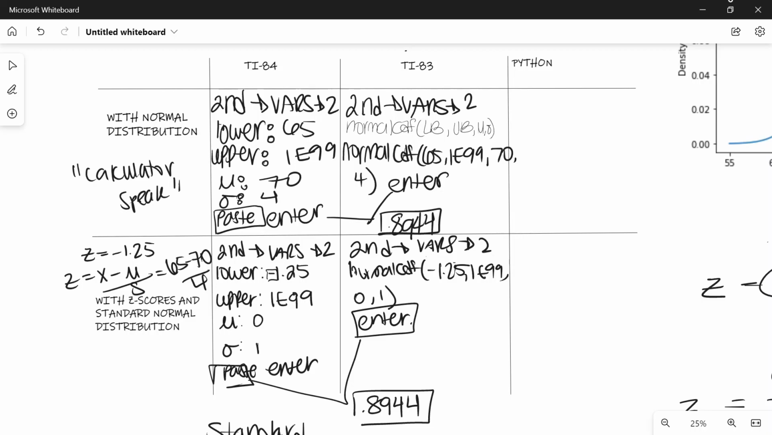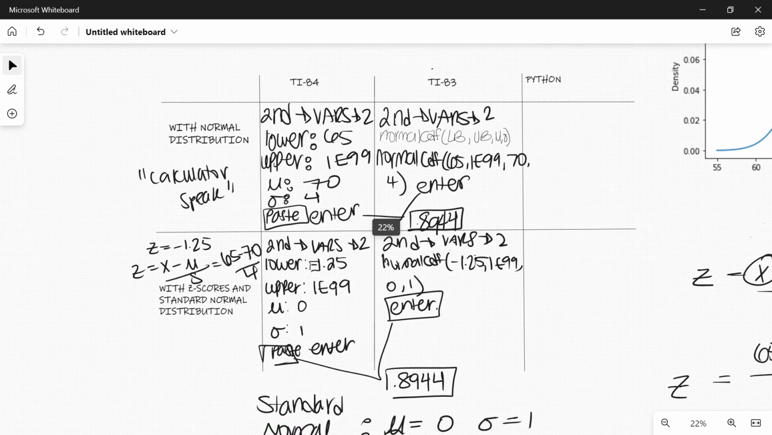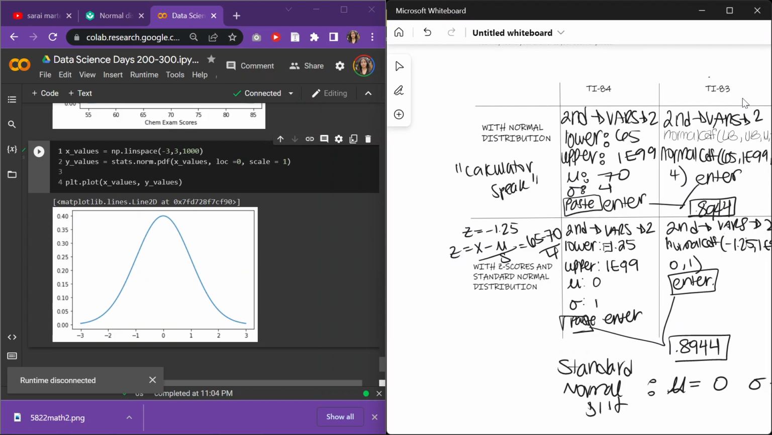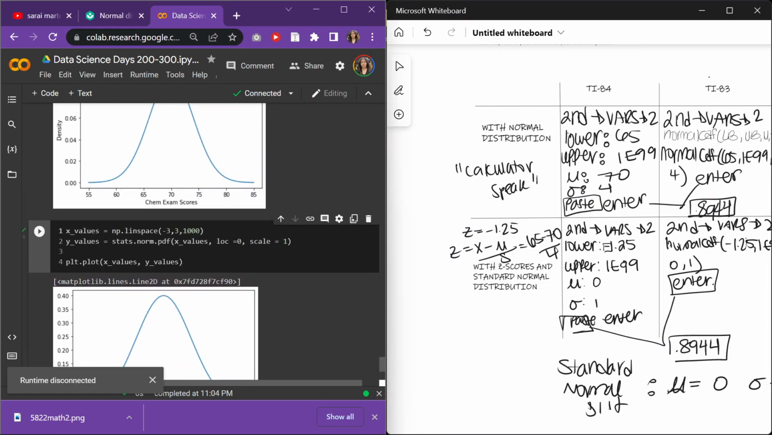Okay, and then now I'll finally show you how to do this with Python. So with Python, we'll start with the normal distribution. With Python, let me actually just show you. So let me go over here. If I do another code snippet.